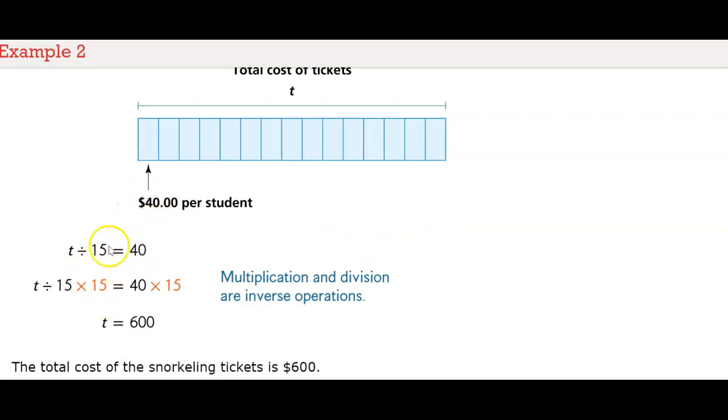And so we're going to do the inverse, or opposite, of division, which is to multiply by 15 on both sides. When we multiply and divide, that cancels each other out. So it's T, and then we have 40 times 15, which is 600. So T is equal to 600. The total cost of those tickets is $600.